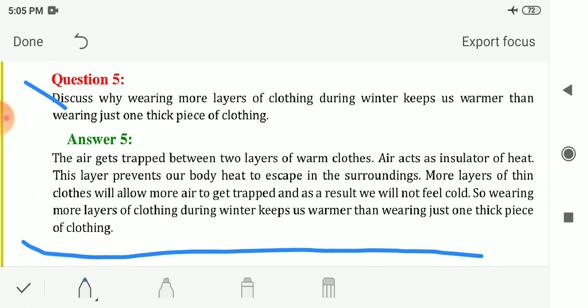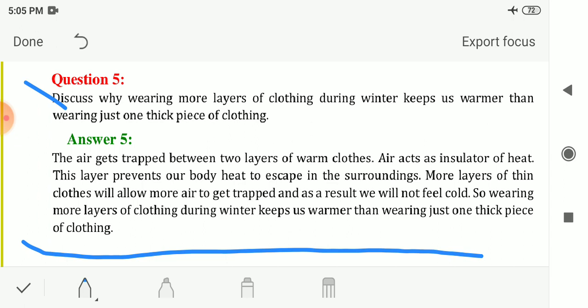If we are wearing two layers or more than one layer of clothes, the air gets trapped between the two layers of warm clothes, and air acts as an insulator of heat. As we had seen, air is an insulator of heat. So this layer of air prevents our body heat from escaping into the surrounding, and more layers of thin clothes will allow more air to get trapped, and as a result we will not feel cold.